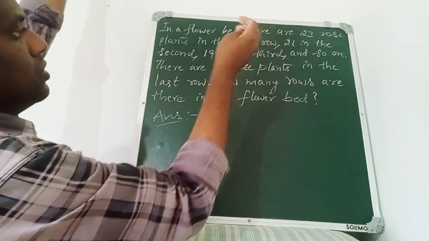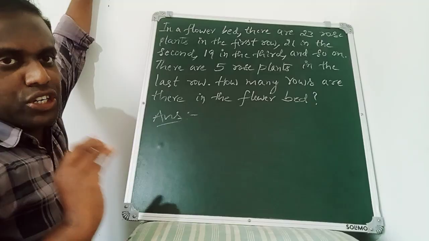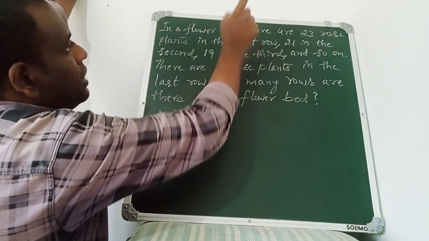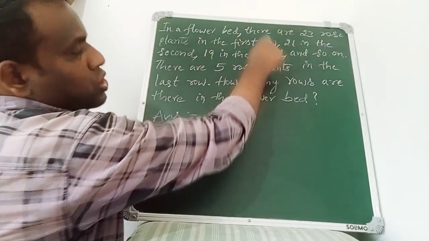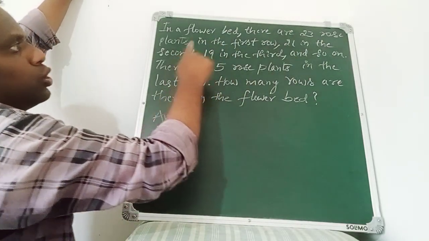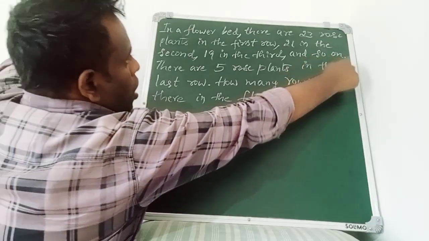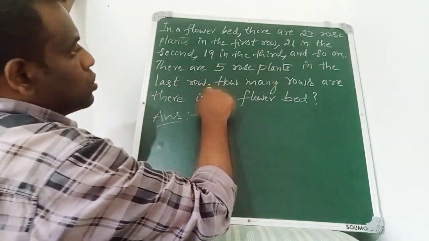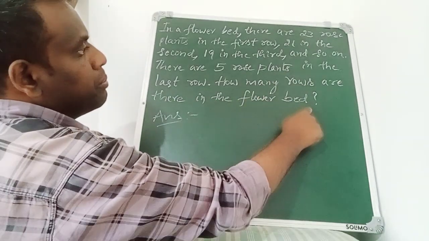Yeah, so this is the question. Based on the arithmetic progression, this is a word problem. In a flower bed, there are 23 rose plants in the first row, 21 in the second, that means 21 rose plants in the second row, 19 in the third, and so on. There are 5 rose plants in the last row. So how many rows are there in the flower bed?